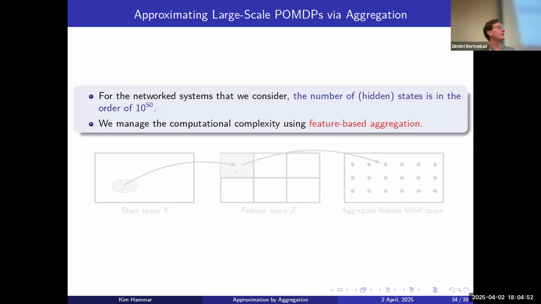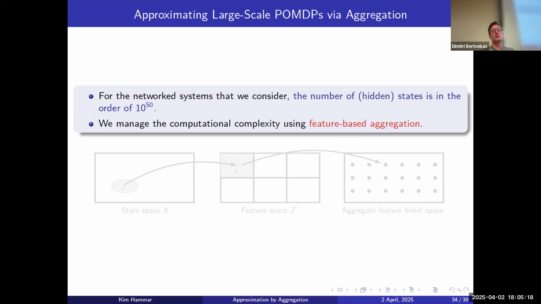So to tackle this high computational complexity, we use a version of the general aggregation that we discussed earlier. In particular, we use a form of feature-based aggregation. The main issue we have is that since the state space is so large, it could be 10 to the power of 50, for example, the belief space has such a high dimension that it's really impractical to work with, and it's impractical to even discretize it.